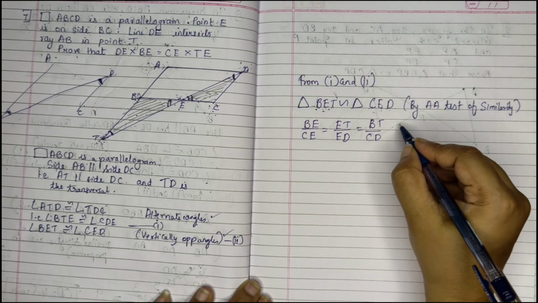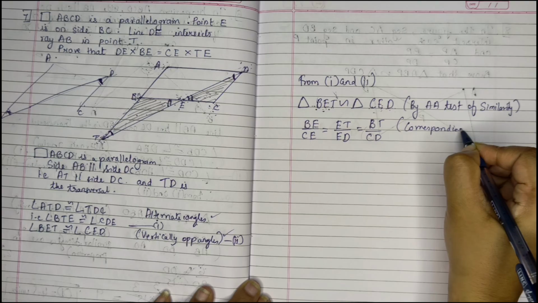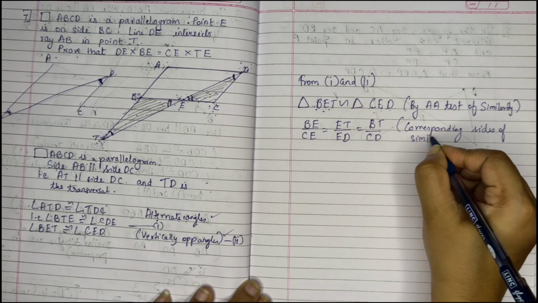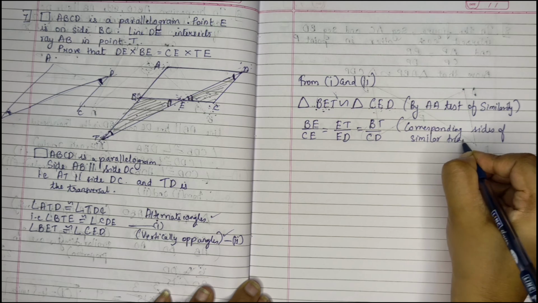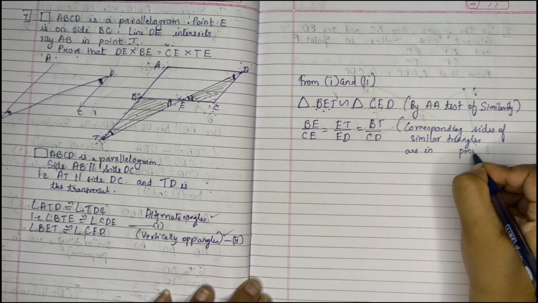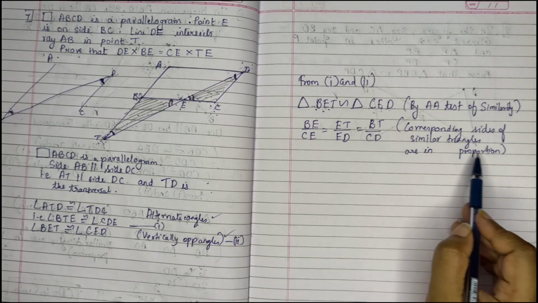Then we will say corresponding sides of similar triangles are in proportion. Okay, corresponding sides of similar triangles are in proportion.